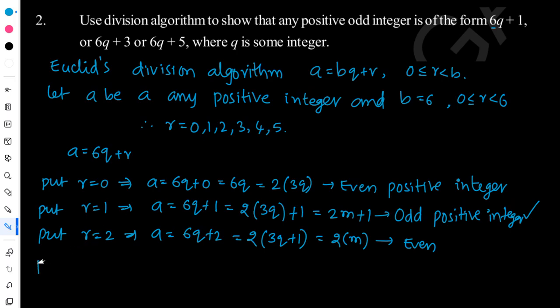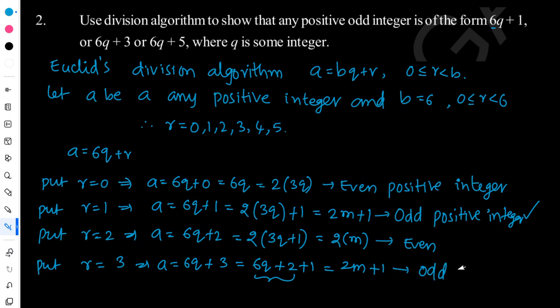Now put r equals 3. If r equals 3, a equals 6q plus 3. It can be written as 6q plus 2 plus 1, since 3 can be written as 2 plus 1. From these two terms, 6q plus 2 is 2m. So it is 2m plus 1, and a number of the form 2m plus 1 is an odd number. So it is an odd positive integer. This is correct: 6q plus 3 is an odd positive integer.